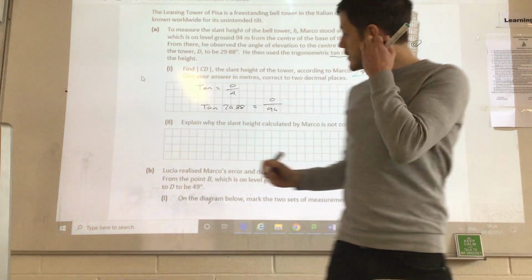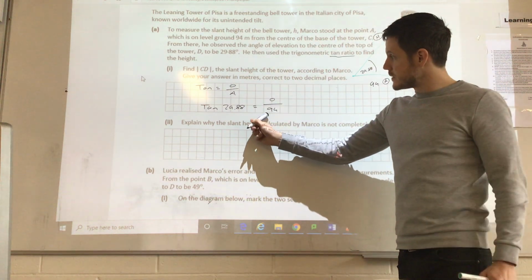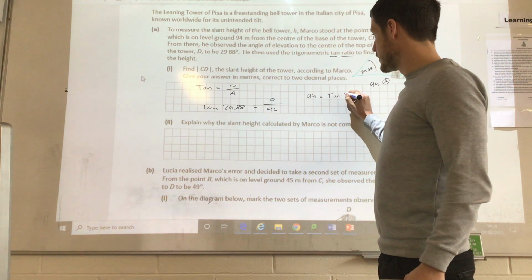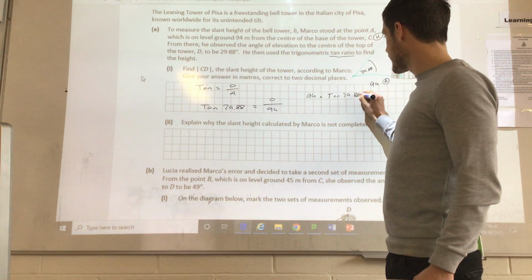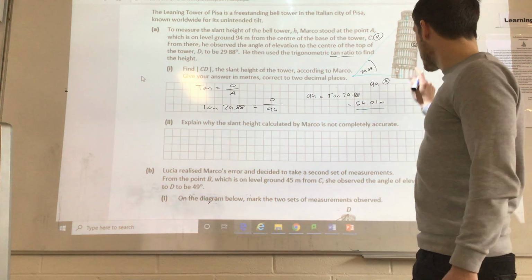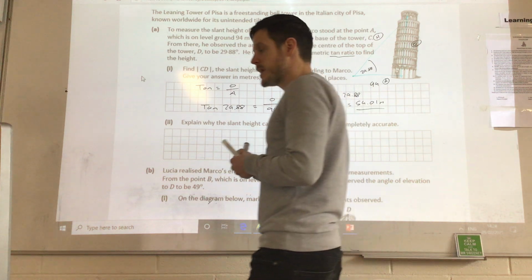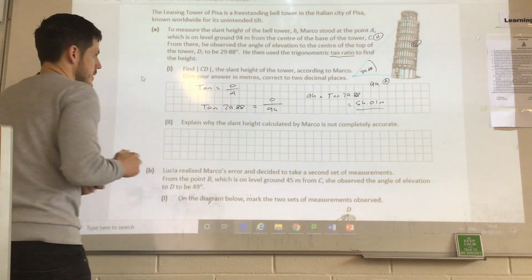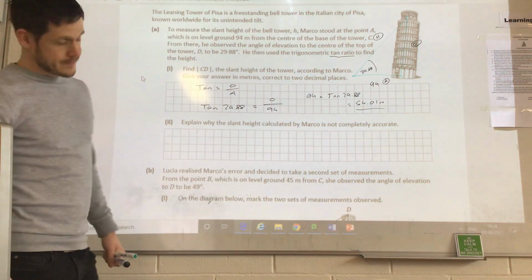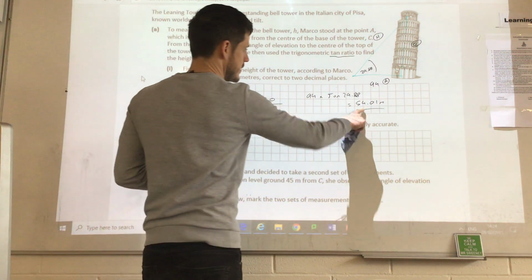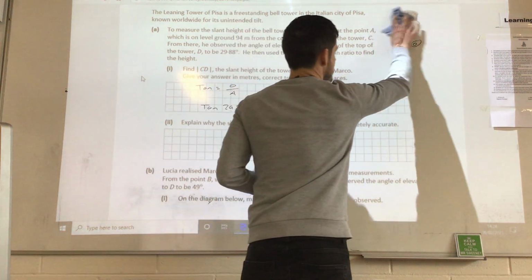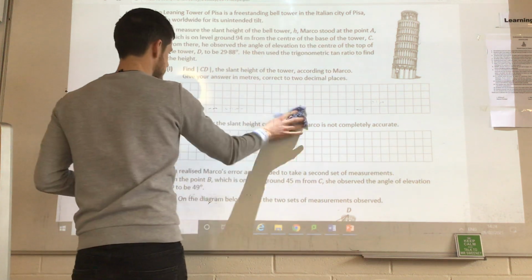And what we can do then is get the opposite by itself: 94 times the tan of 29.88. And that's going to give me 54.01 meters. So the height here is 54.01 meters, but that's just an estimate because that's not a true 90-degree angle. So that's why we are not going to be completely accurate. Again, we're going to use this figure a little bit later on, so we'll just keep it there because it's going to be used in the very last part.